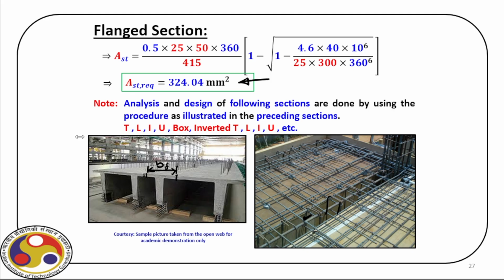Or otherwise, if the neutral axis is within the web, then first we have to find out its exact location, and based on that exact location, we have to find out the sectional capacity. So go through these derivations and the examples.